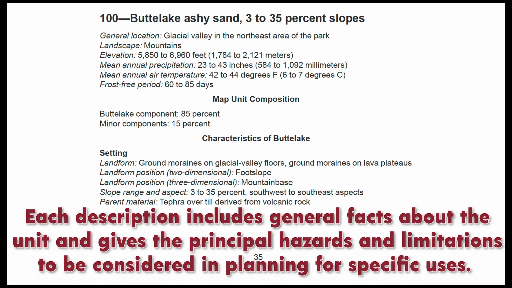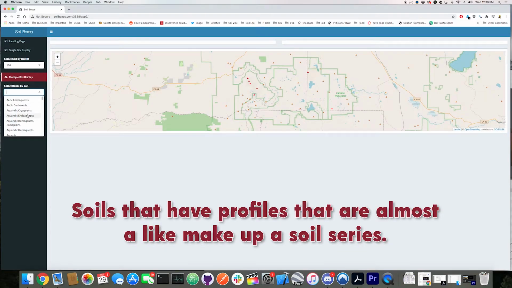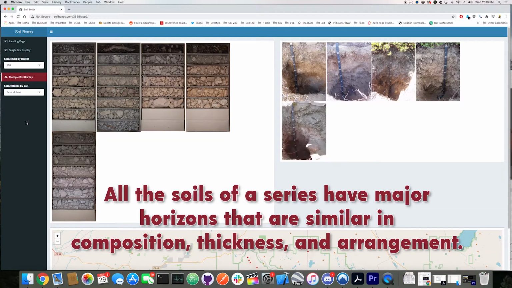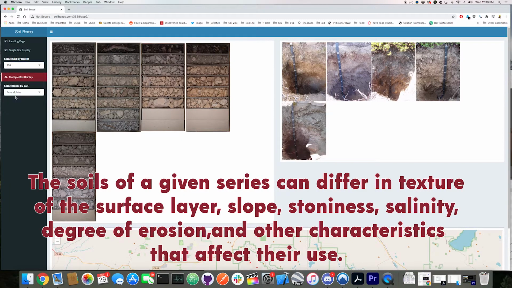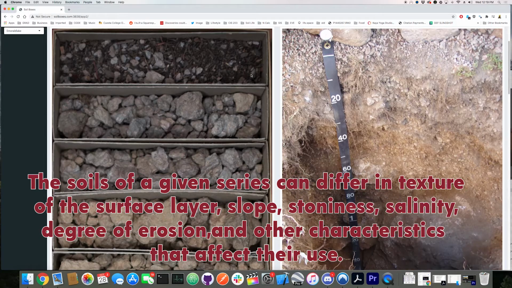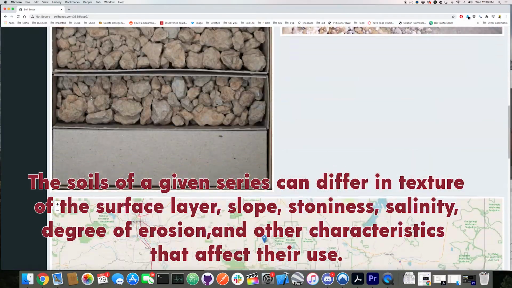Each description includes general facts about the unit and gives principal hazards and limitations to be considered in planning for specific uses. Soils that have profiles that are almost alike make up a soil series. All the soils of a series have major horizons that are similar in composition, thickness, and arrangement. The soils of a given series can differ in texture of the surface layer, slope, stoniness, salinity, degree of erosion, and other characteristics that affect their use.